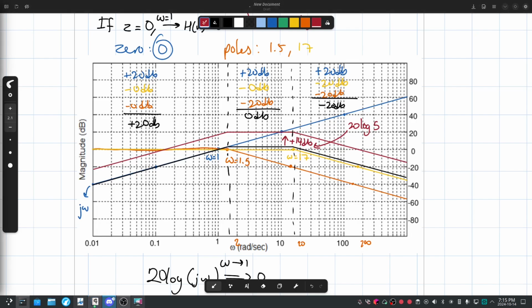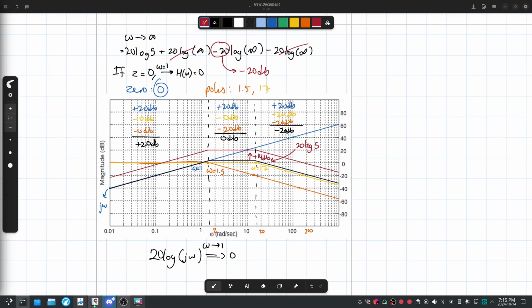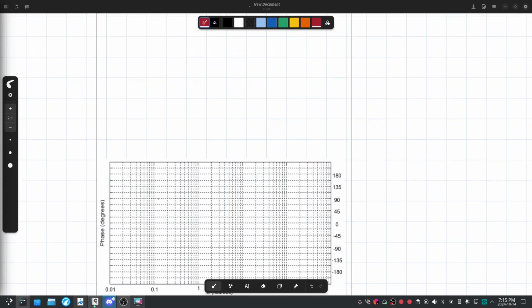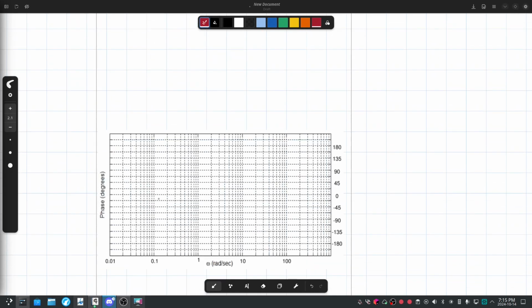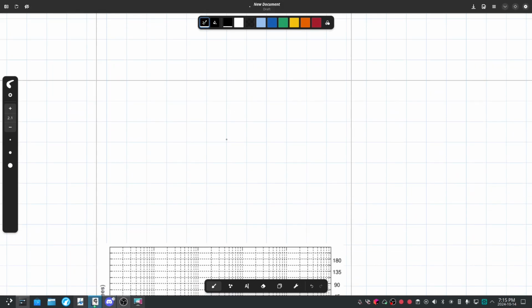Anything else? Okay, I think that's all the questions for magnitude. But we're not done. We have to do the phase. Aren't you excited, guys? Don't worry. Actually, the phase is actually easier.